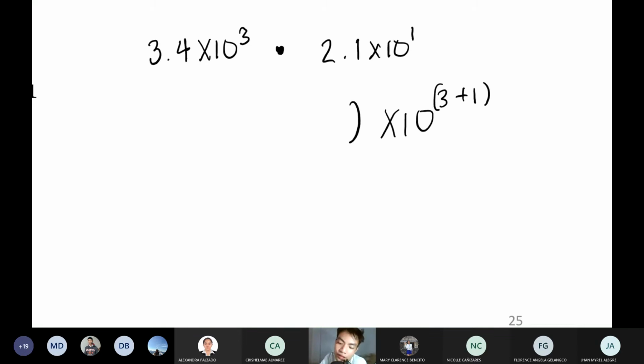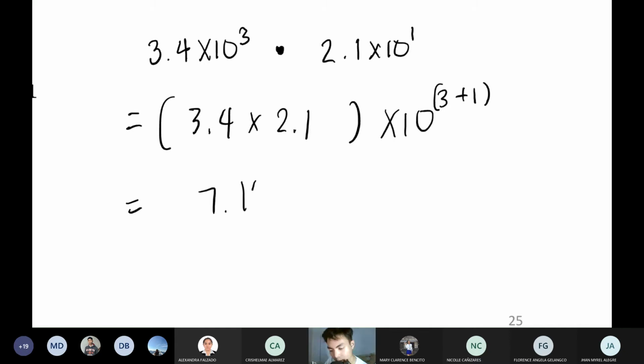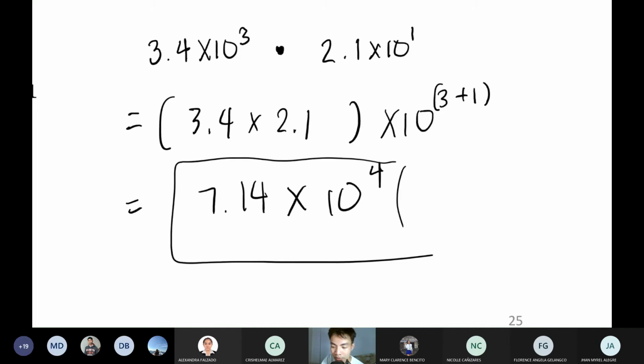And then, paano yung coefficient, sir? E di multiply mo rin. So, that's 3.4 times 2.1. Ito, kakalkyo ko na ito, ha? Suko na ako. Kalkyo na natin. 3.4 times 2.1. 7.14. Times 10 raised to 3 plus 1, edi 4. Okay? So, ganun. Ganun lang.